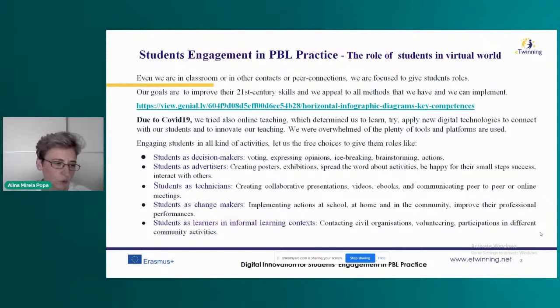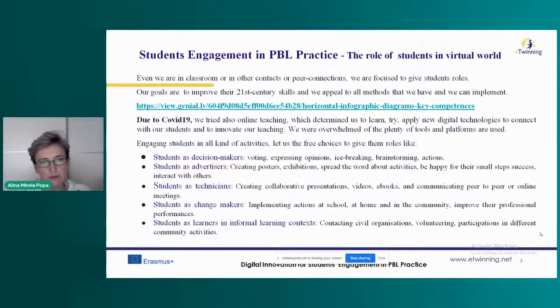I want to make a link from Maria's critical thinking presentation, and point to the fact that we engage students in our teaching, because students are the product that we want to shape and make better, and we want them to go out into life. So we work on their critical thinking, giving them roles.